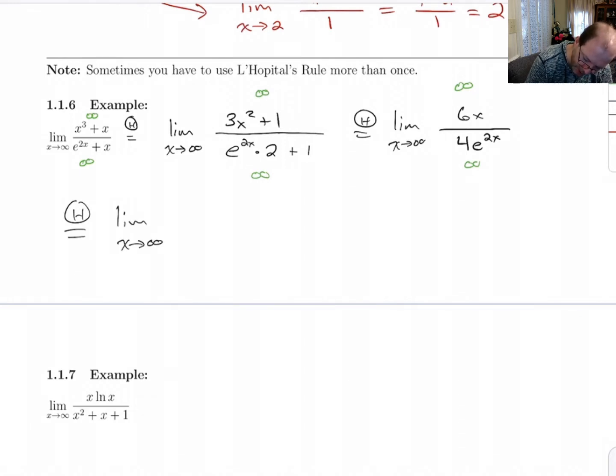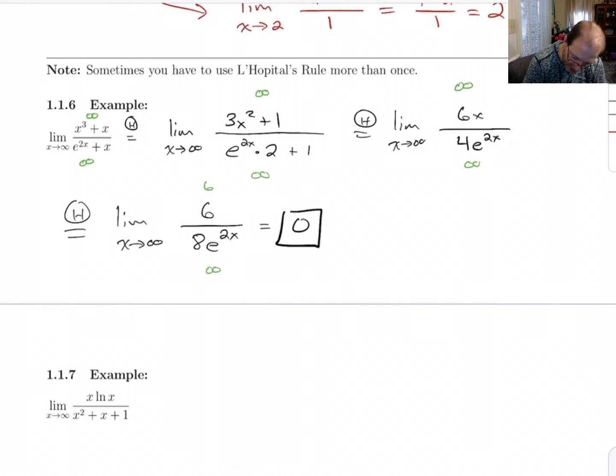And let's see, on top, the derivative of that is 6. On bottom, we get 8e to the 2x. And is this indeterminate? No, because the top is 6 and the bottom is infinity. So what you've got is a finite number over an infinite one. So this is going to be 0. And that's my answer. So sometimes you have to use it several times.